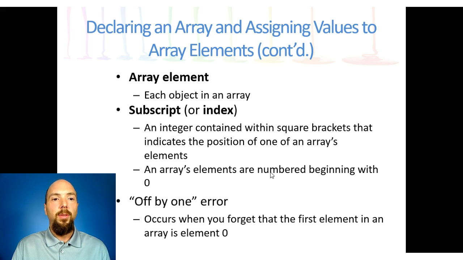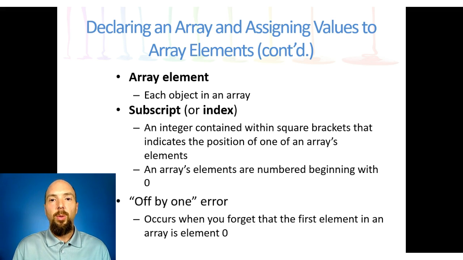An array has elements, and elements are simply each of the values that are contained within it. And each value is referenced by a subscript or an index. And the subscript in C# will be an integer value starting at 0, and then each value will be one number higher. So my numbers are going to be 0, 1, 2, 3, 4, and so forth.